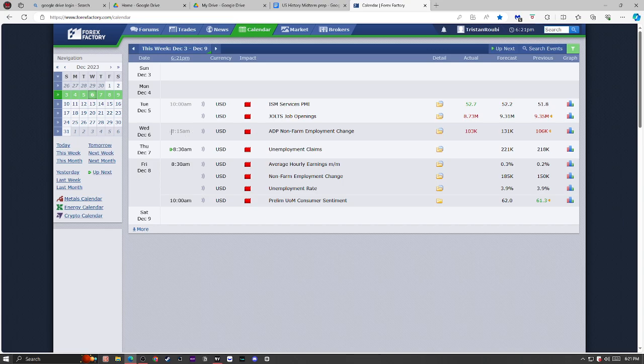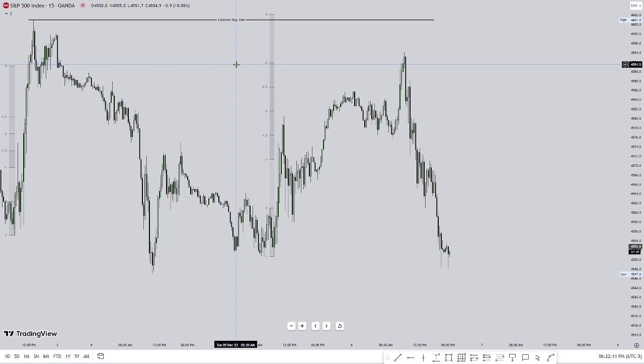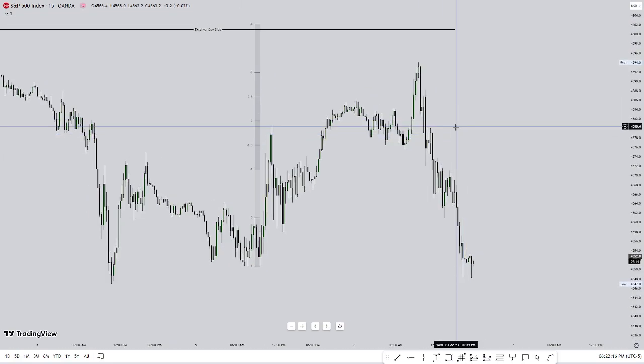So today at 8:15, we get ADP non-farm employment change. It says if actual is greater than the forecast, that means it's good for currency. Let's read that again. If the actual is greater than forecast, it's good for currency. So this was bad for currency, because it's not greater. That means it's bearish for DXY, which would mean that we're bullish at 8:15.